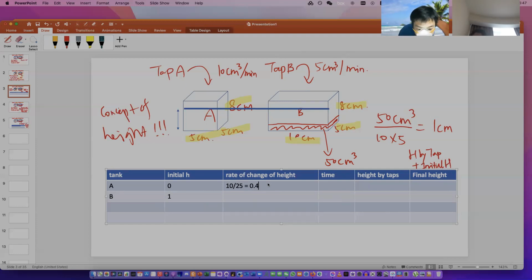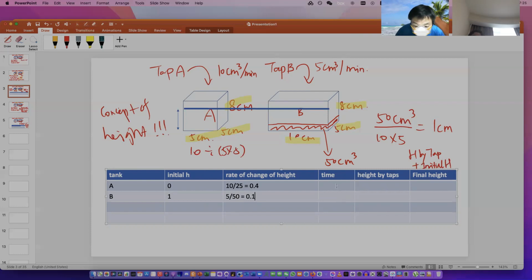So basically every minute the change of height for tank A is actually 0.4 cm. What you have done here is take the rate divided by the base area, 5 times 5, so you get 0.4. Very good. What about the rate of change of height for tank B? 5 divided by 50, 0.1. So you get 0.1 in this case.